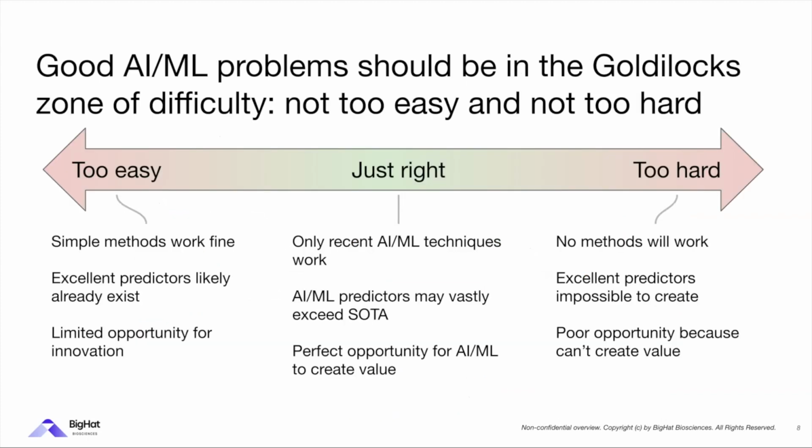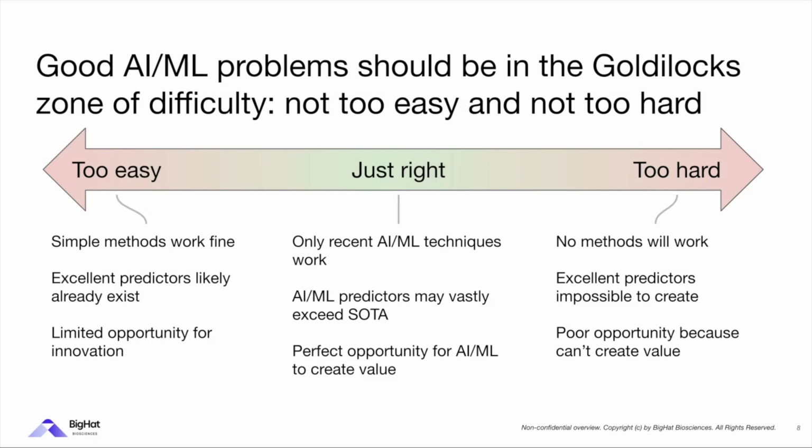But of course, not all problems that can be formulated as prediction problems are particularly good AI/ML problems. That's because you really need to be in this magical Goldilocks zone of difficulty. It can't be too easy and it can't be too hard. If it's too simple, simple methods would have worked, and there are probably very good predictors that already exist. And if the problem is too hard, it could be that it's irrelevant that we have advanced AI/ML methods, and they're simply impossible to solve. This is an example of, for instance, you might have the incorrect inputs. You may not have almost any predictive power from the inputs that you can measure.